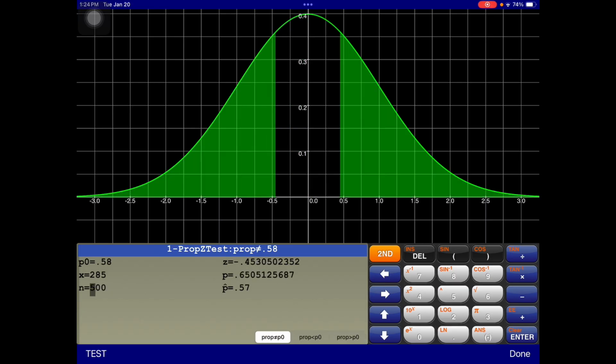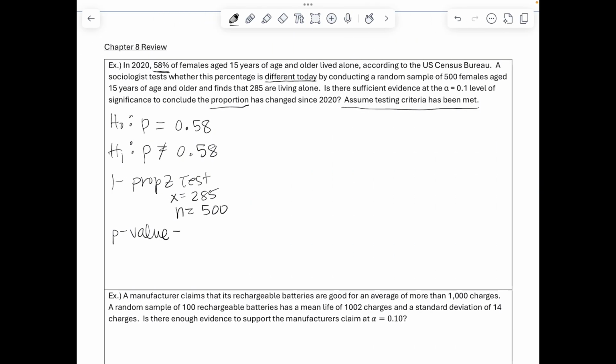Also note that this is a two-tailed test. Make sure you have that not equals to selected and then round your p-value correctly. From the graphing calculator, we get a p-value equal to 0.6505. And we need to compare this to alpha, which is given as 0.1. And our p-value is greater than alpha. So this means we do not reject H naught.